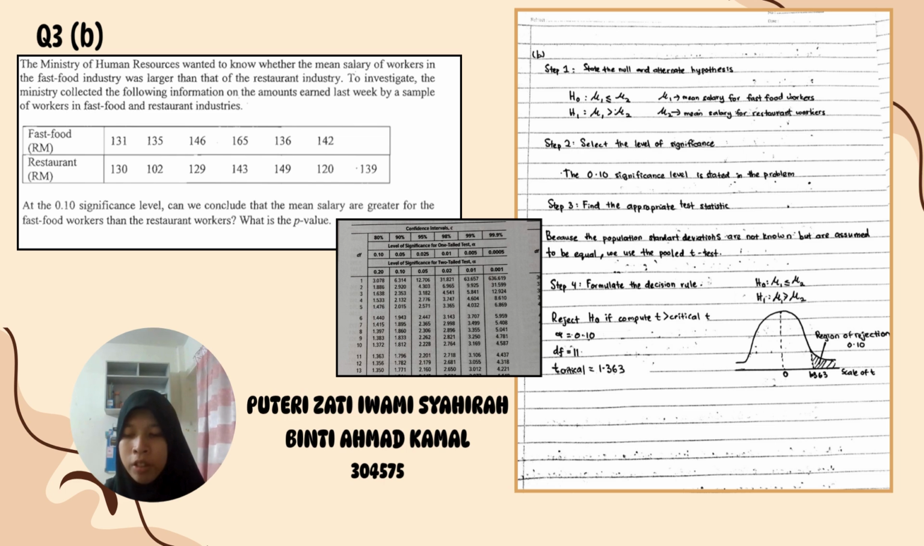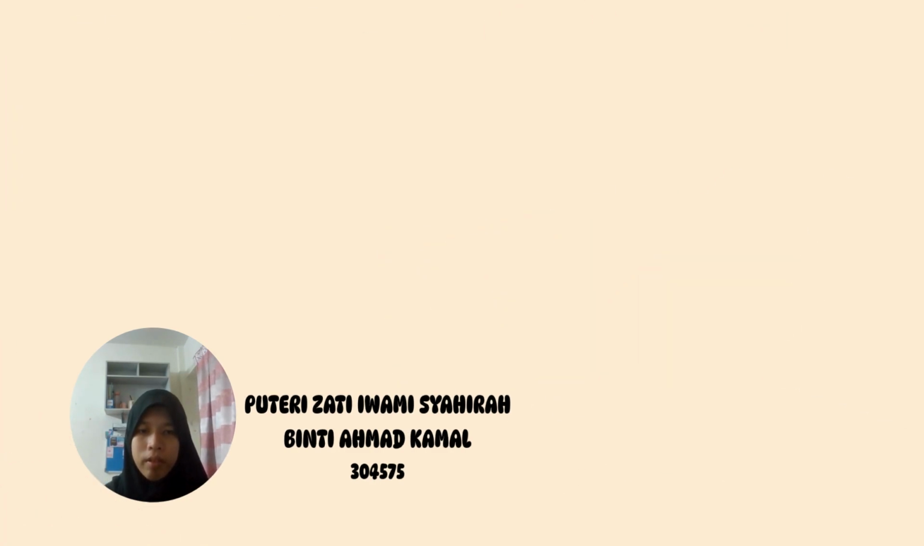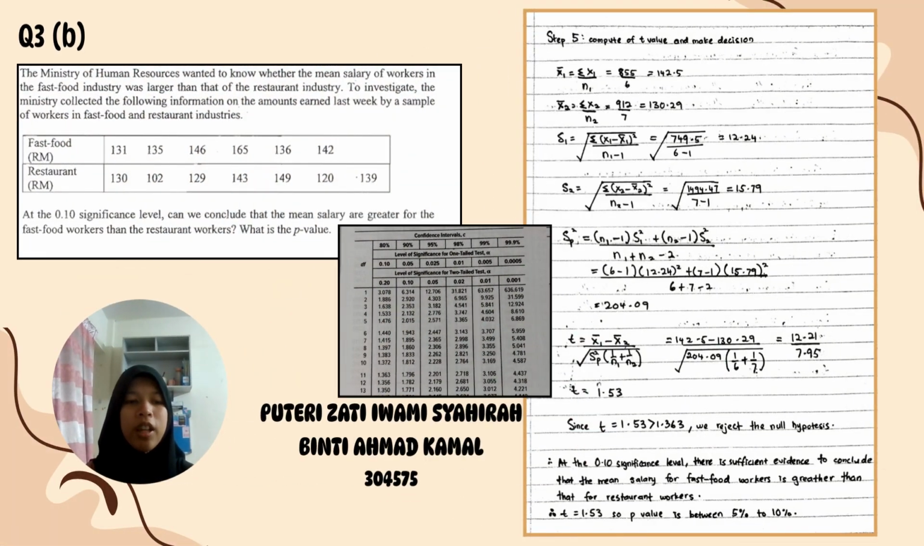The alpha value, which is the significance level, is 0.10. The degree of freedom is 11. So if we look at the t-distribution table, the t critical is 1.363. And if we look at the graph, the region of rejection is on the right side, which is after 1.363. So the last step, which is step 5, we compute the t-value and make a decision.